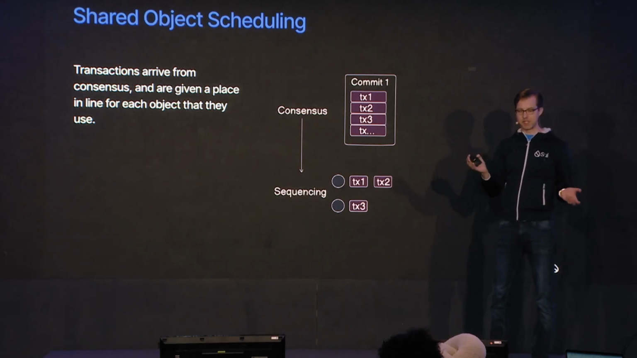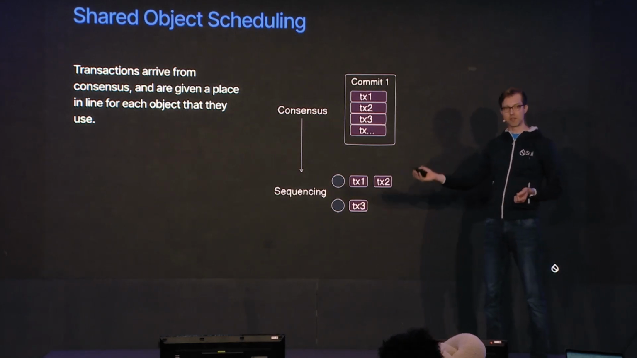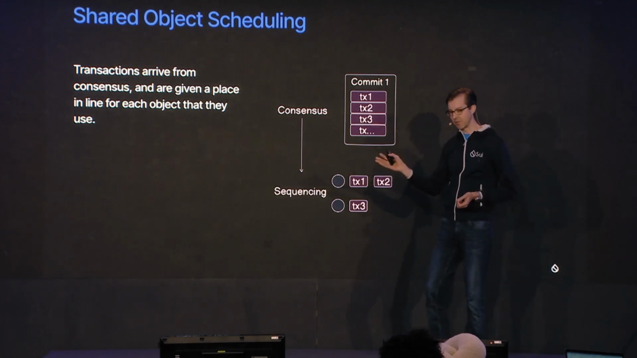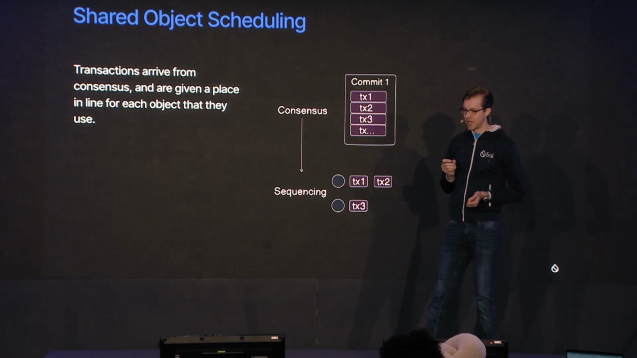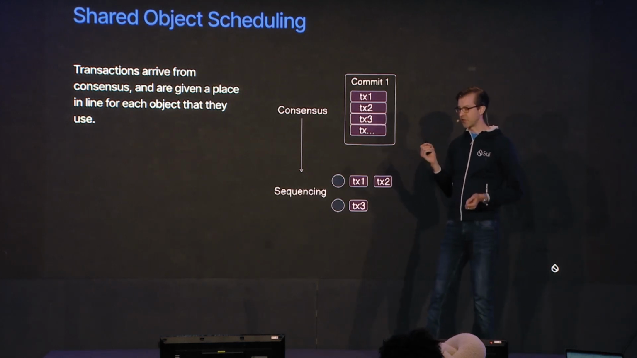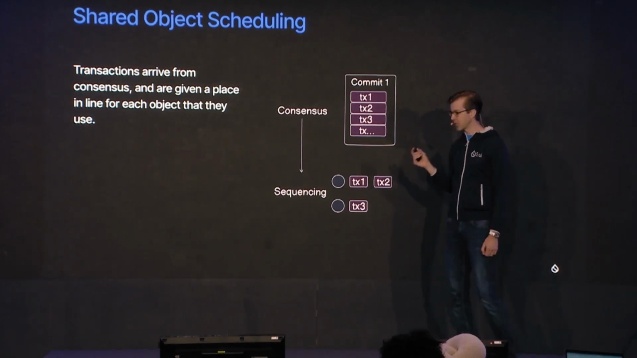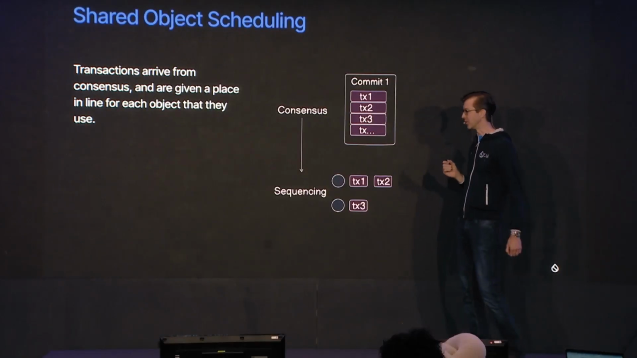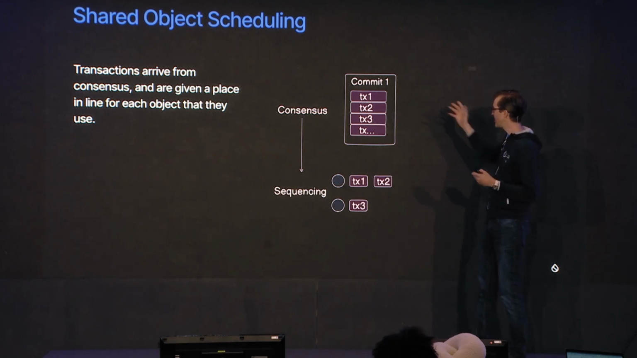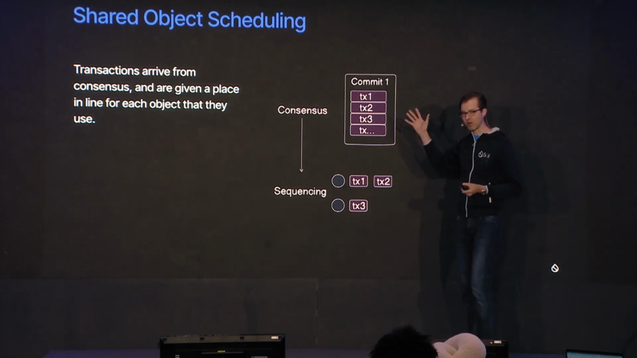You might be familiar with Sui's fast path, which is for transfers, things that only operate on owned objects. We're not going to be talking about that. We're going to be talking about shared object execution today. Shared object scheduling is fundamentally driven by consensus. So we have a consensus engine that all shared object transactions go through. They go in and they come out in these blocks that we call commits.